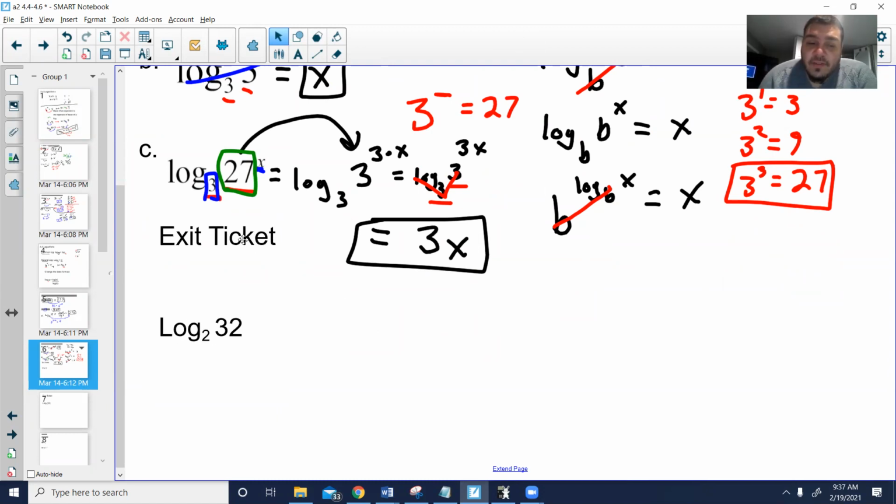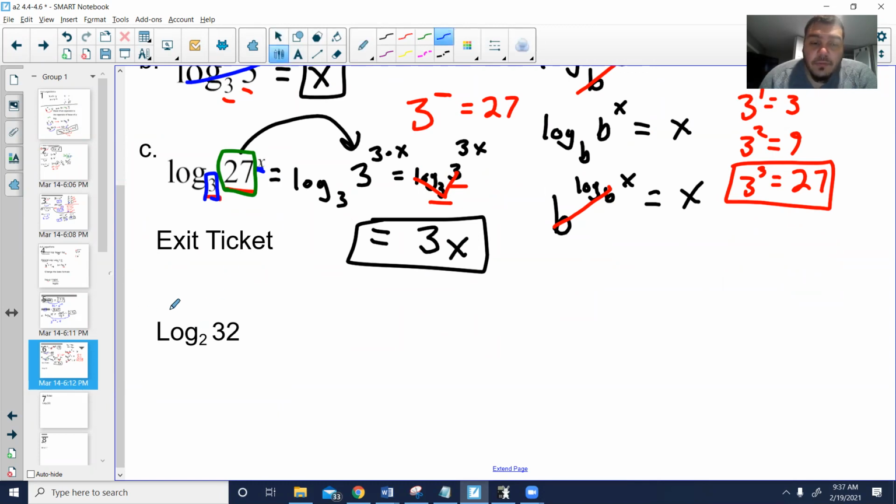So this is your exit ticket. Log base 2 of 32 to the x. I forgot the little x here. Log base 2 of 32 to the x power.